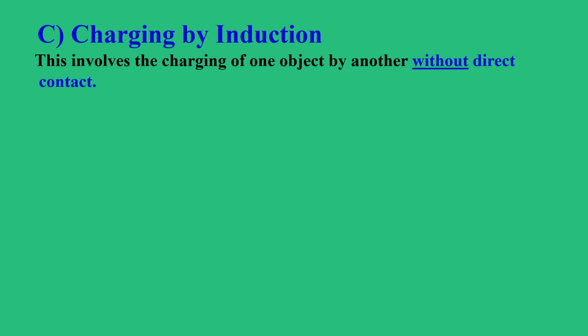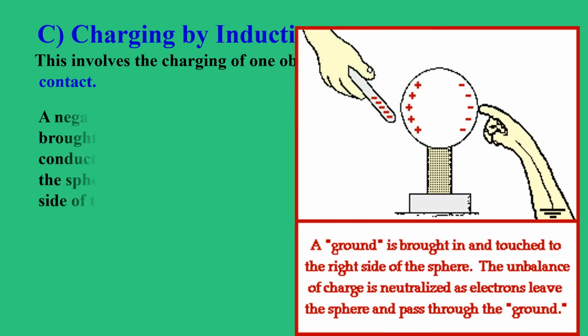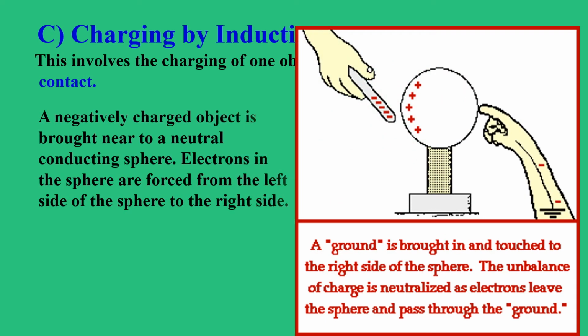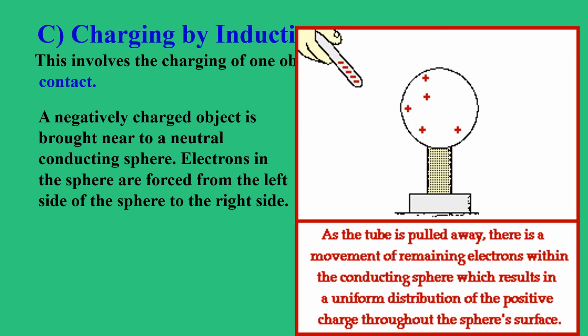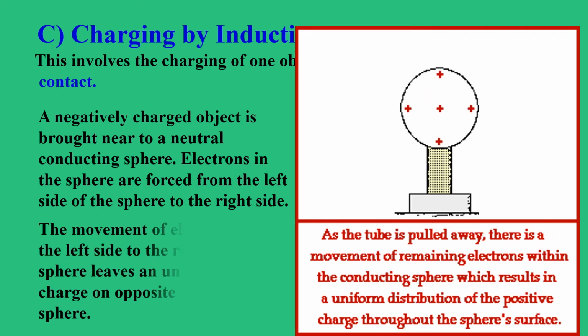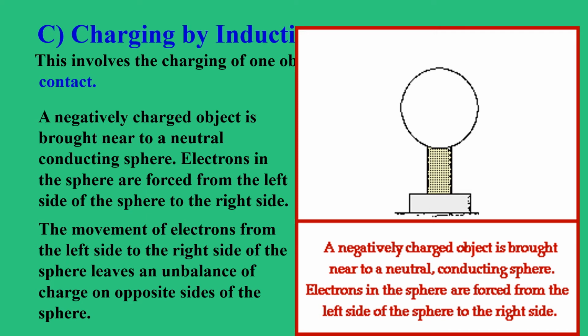Charging by induction. This involves the charging of one object by another without direct contact. A negatively charged object is brought near to a neutral conducting sphere. Electrons in the sphere are forced from the left side of the sphere to the right. The movement of electrons from the left side to the right side of the sphere leaves an unbalance of charge on the opposite sides of the sphere.